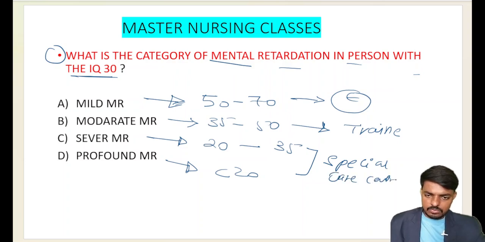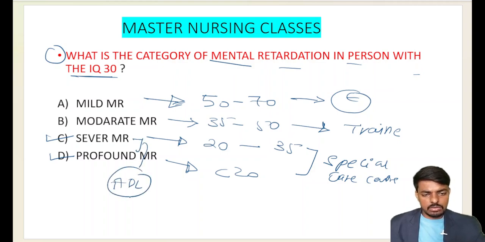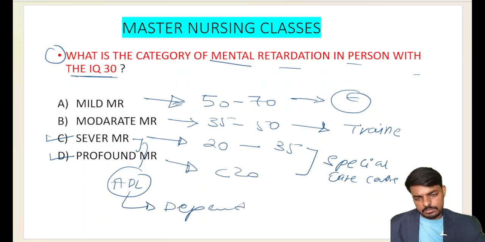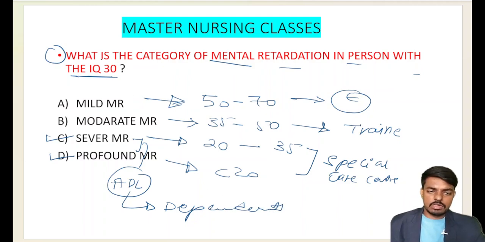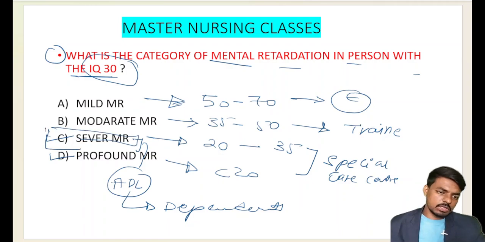Special care centers are required to take care of this one, because the severe and profound mental retardation babies cannot even carry out the activities of daily living. They are completely dependent. Very important. So here is our answer. The IQ of 30 means it is a severe mental retardation. If you mention the answer as severe, your answer is 100% correct. So we'll move to the next question.